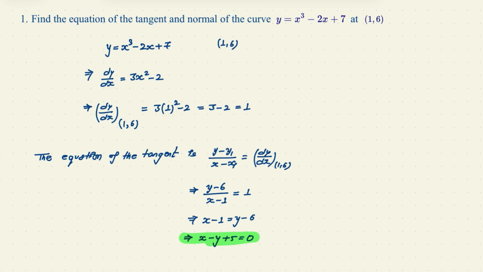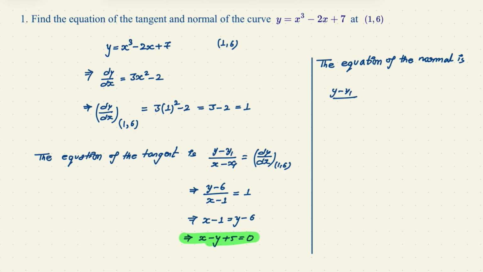Now similarly, we will write the equation of the normal. The equation of the normal is (y minus y1) divided by (x minus x1) equals the slope of the normal, that is minus 1 by dy over dx at the point of contact, that is (1, 6). Similarly here, x1 and y1 is the point of contact, so we will have (y minus 6) over (x minus 1) equals minus 1 by 1, since the value of dy over dx is 1. Or using the short trick, as I already said, since the slope of the tangent is 1, the slope of the normal will be the inverse of 1 with negative sign, so that is simply minus 1.